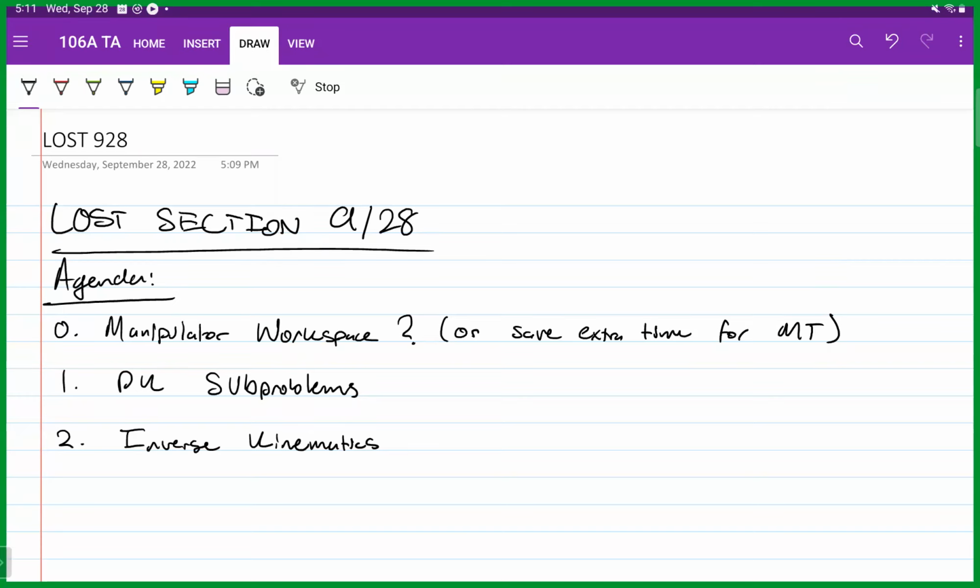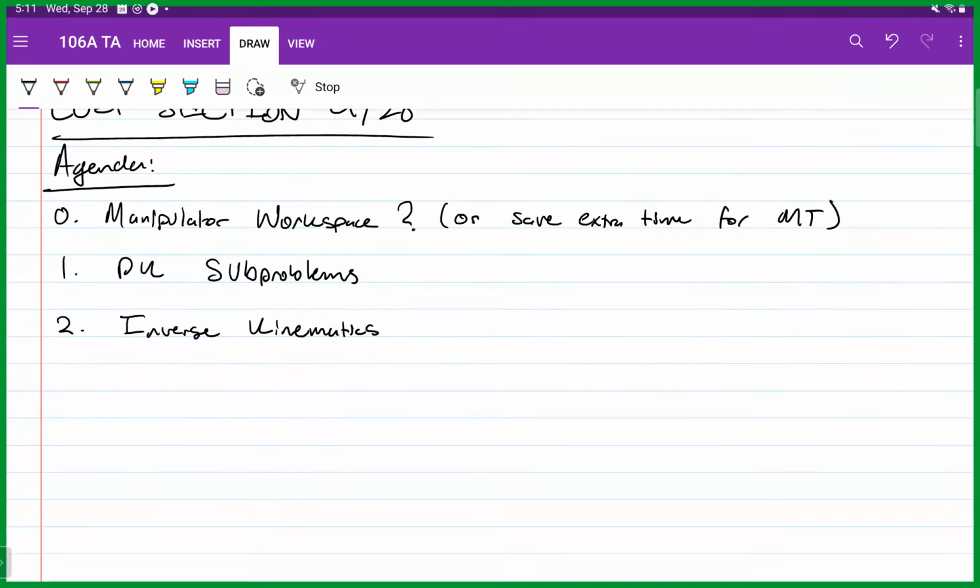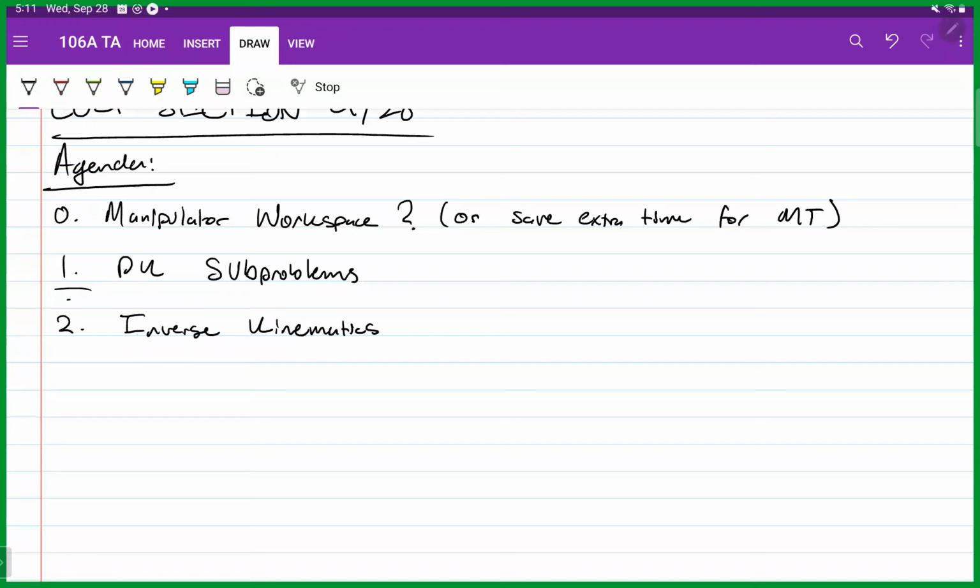Okay, cool. So we can start off with our subproblems, and then we'll talk about inverse kinematics to finish off the actual content section. Then we can go over midterm questions from there, either individually or as a group. Afterwards, if anyone has any questions about the workspace, we can cover that as well. Should be good. All right, that's where we're going to start.